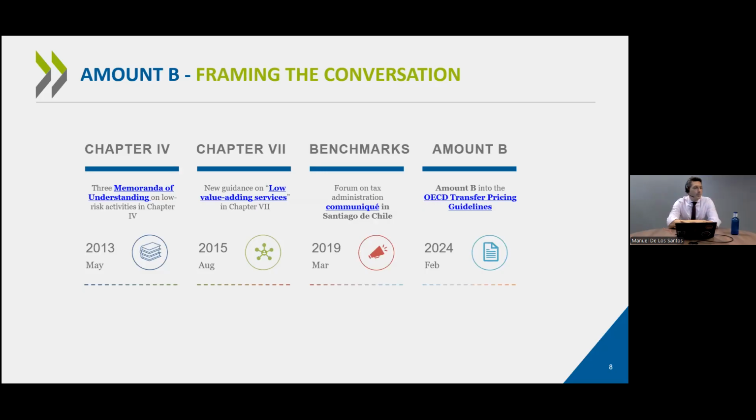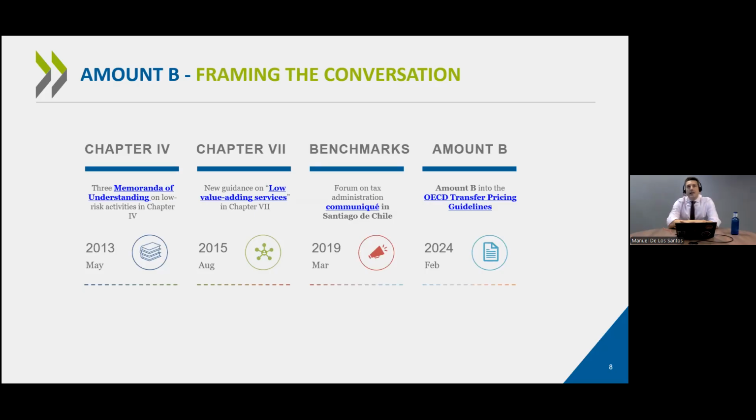As Achim said, we probably started this journey in 2013, when we included in the OECD transfer pricing guidelines, as an annex to Chapter 4, three memoranda of understanding that were intended to operate as a model for competent authority agreements on three activities, low risk ones, in particular distribution, manufacturing, and R&D.